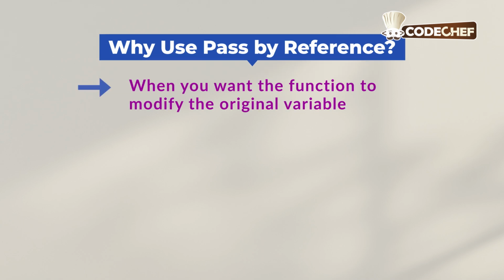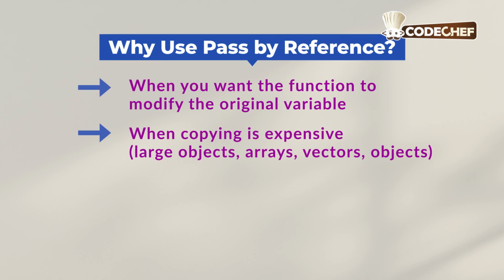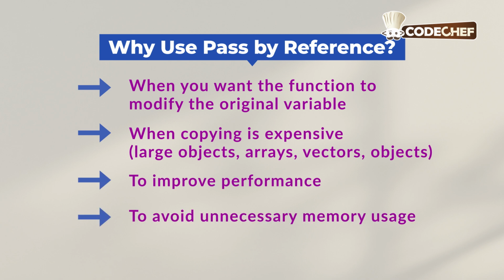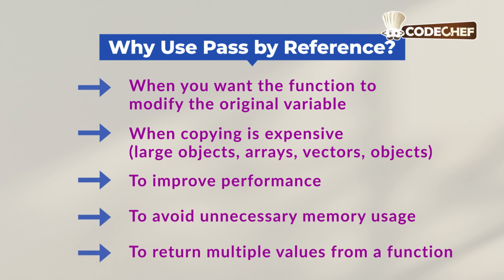When you want the function to modify the original value, then copying is expensive. Why? Because the variable has large objects, arrays, vectors or multiple objects. Then to improve performance, to avoid unnecessary memory usage and to return multiple values from a function. Now let us see an example of pass by reference on the CodeChef platform.